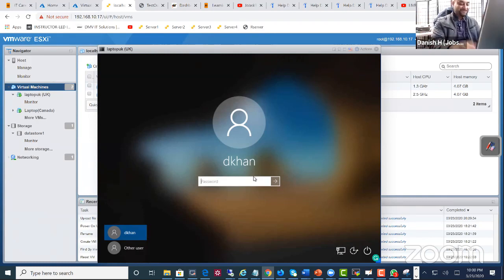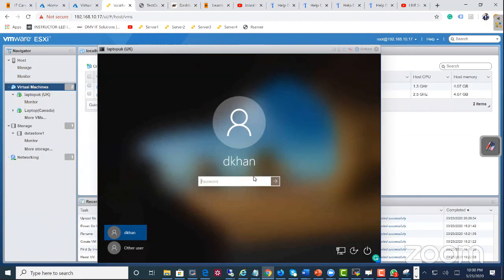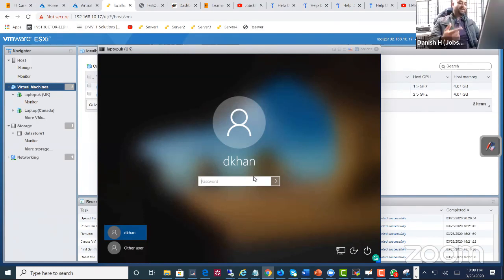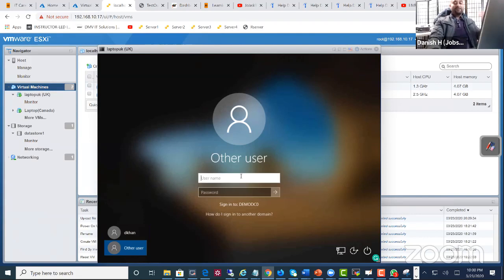Correct. Okay, so now we're gonna log in. But guys, is this machine on the domain or is it still a workgroup machine? I'm gonna click the other users. But is it on the domain? Yeah, it's on the domain. Right. Okay, good. So now you figured out that this is a domain-joined machine.